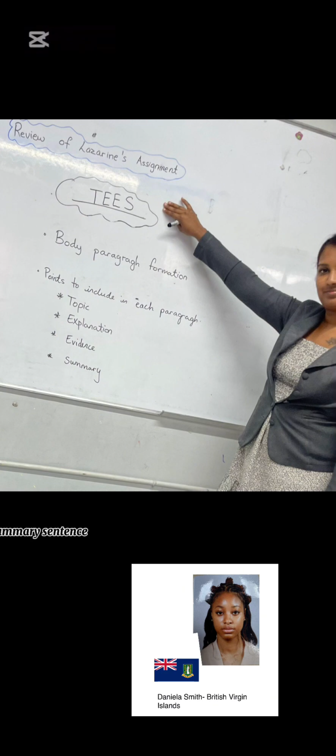Finally, the summary sentence should reinforce the main point by tying all elements together. She could conclude by stating that regional tourism not only stimulates economic growth but also deepens cultural ties, thereby contributing meaningfully to the broader goal of Caribbean unity.